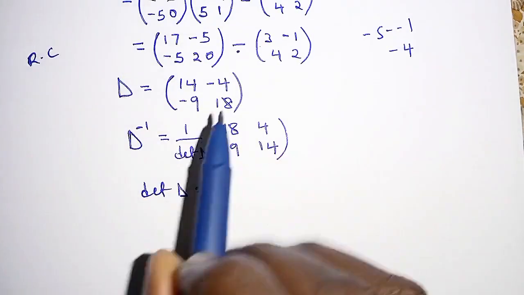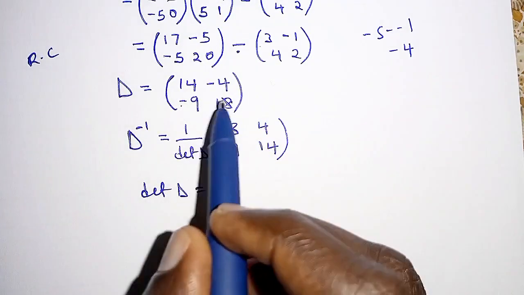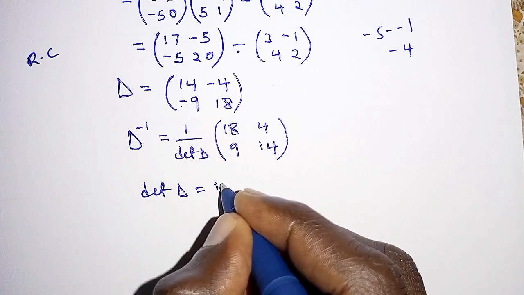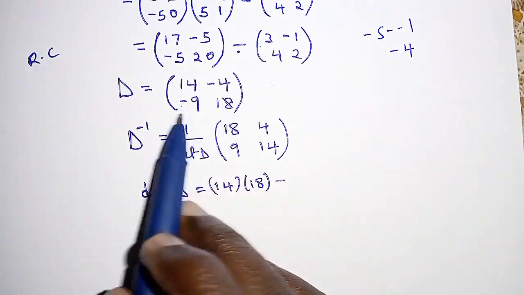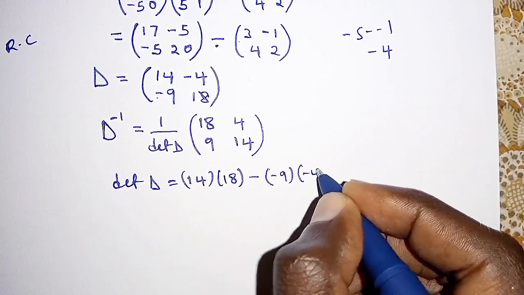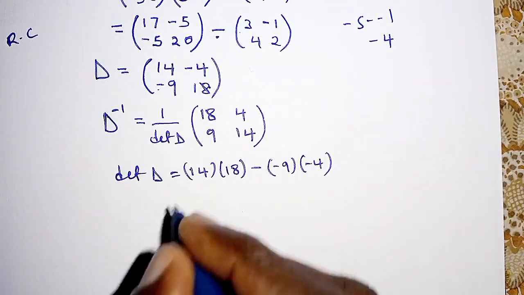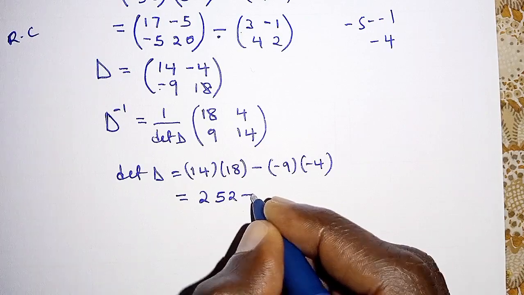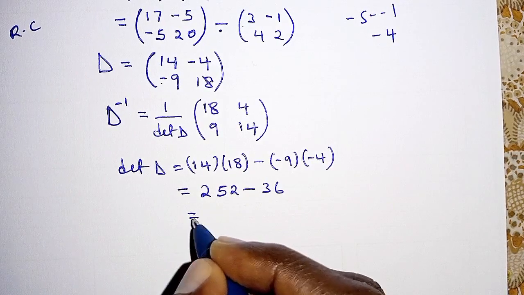So we come back to matrix D, 14, negative 4, negative 9, 18. We are going to get the difference between the product of elements in the leading diagonal, that is 14 times 18, and the product of the elements in the second diagonal, that is negative 9 by negative 4. Well, if we multiply 14 by 18, we should be getting 252. And then we subtract negative 9 by negative 4 is 36. This is 216.